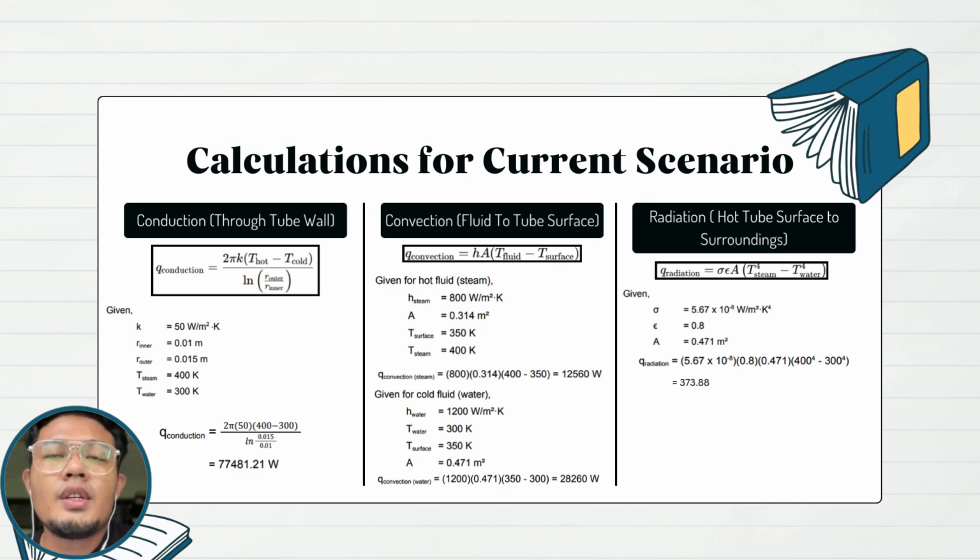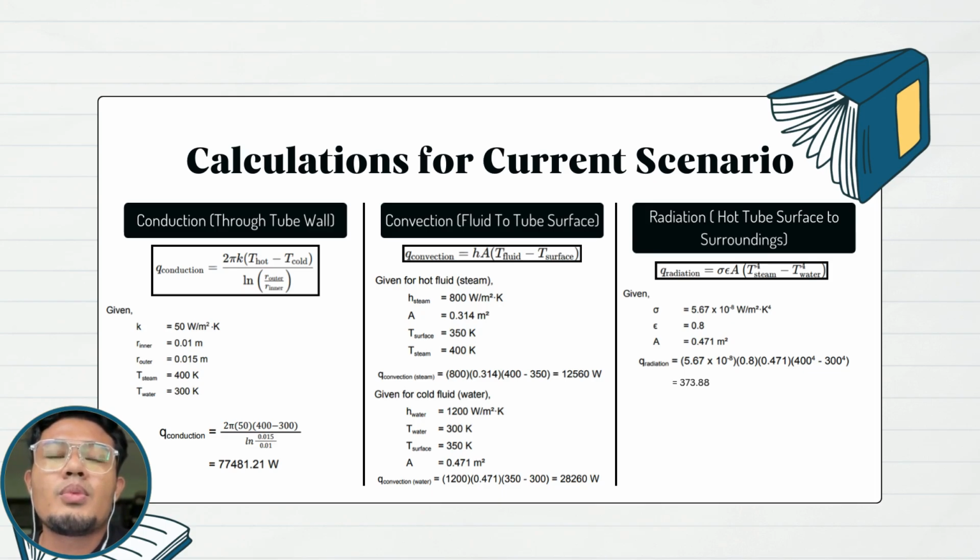For the second, the middle side of our slide, is the convection, referring to the fluid to the tube surface. You can see the formula there. The Q convection equals H A times T fluid minus T surface. For the hot fluid steam, the H steam given is 800.